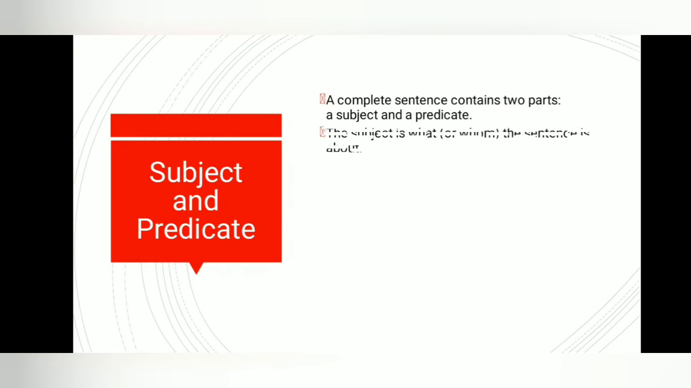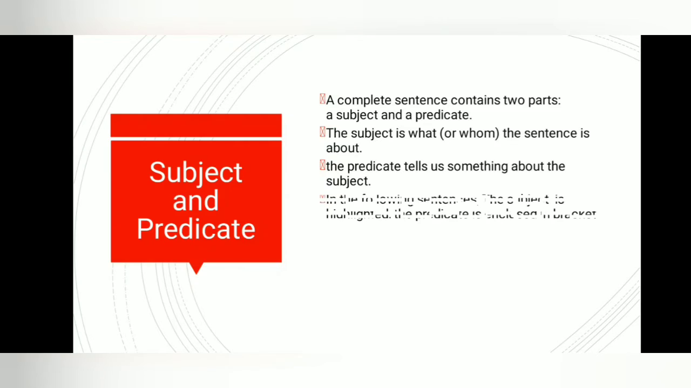Now we come to subject and predicate. A complete sentence contains two parts, a subject and a predicate. The subject is what or whom the sentence is about. The predicate tells us something about the subject. In the following sentences, the subject is highlighted. The predicate is enclosed in brackets.